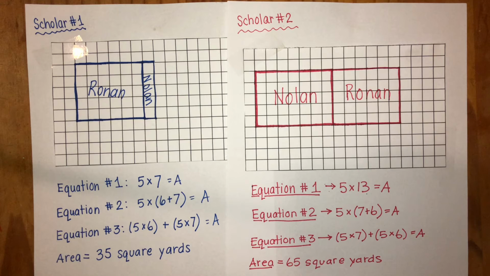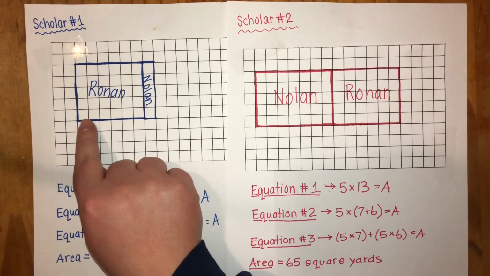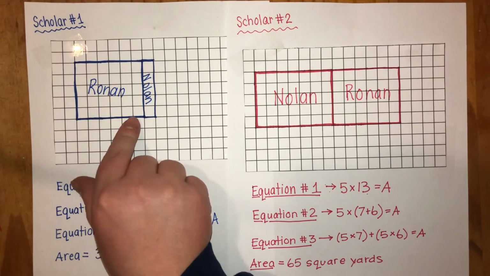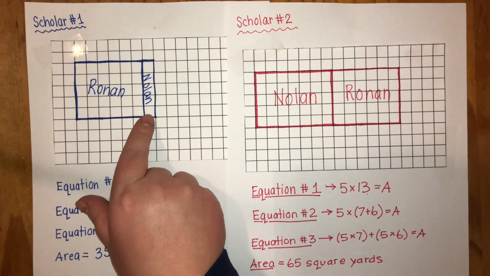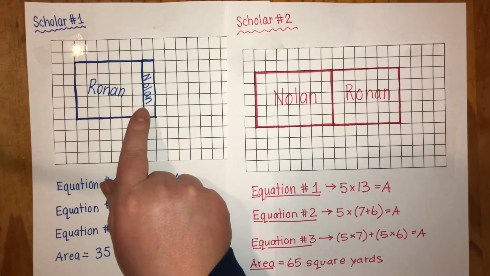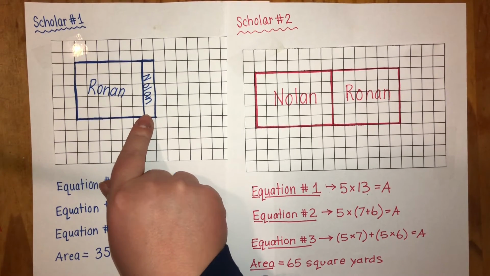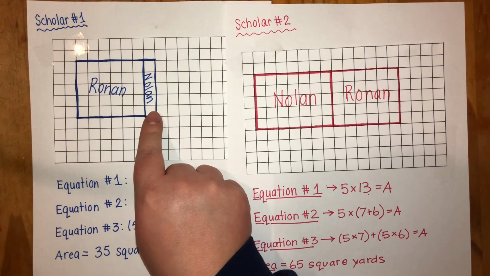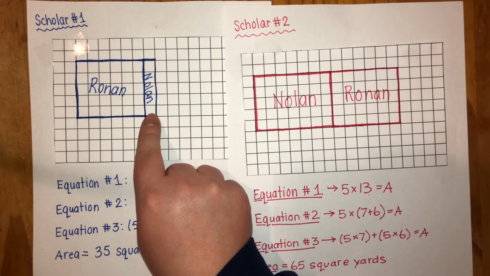I heard some scholars say that they noticed for scholar 1 that Ronan's mural paper was correct with a width of 5 yards and a length of 6 yards, but Nolan's was too short. Nolan had a length of 7 yards, and while we have 7 yards here, it is not a correct representation of Nolan's mural paper.